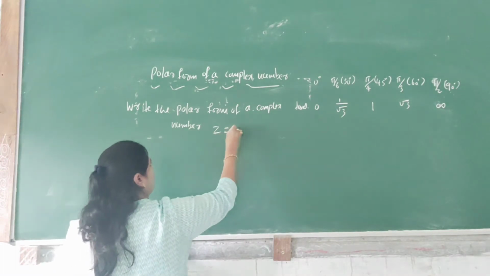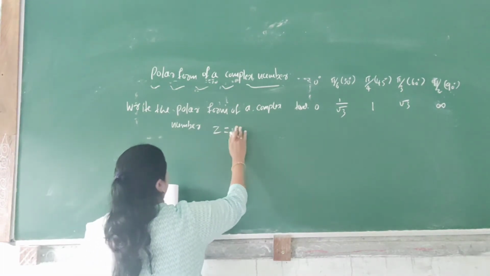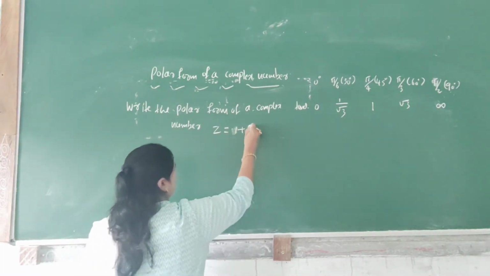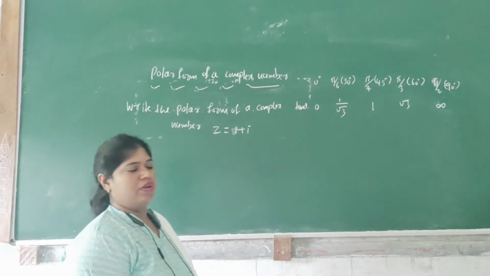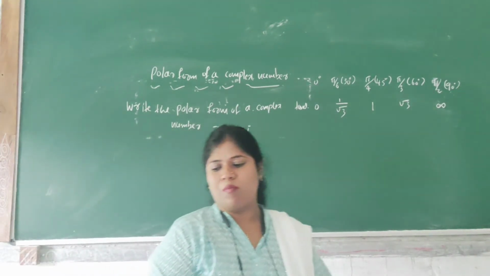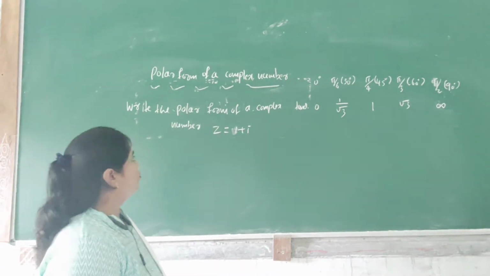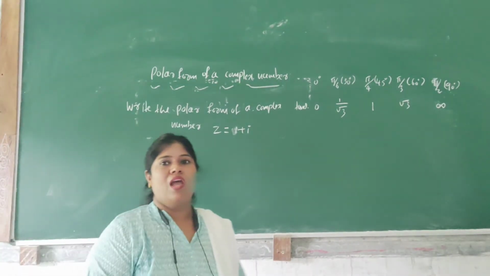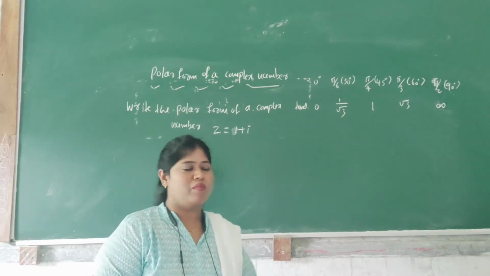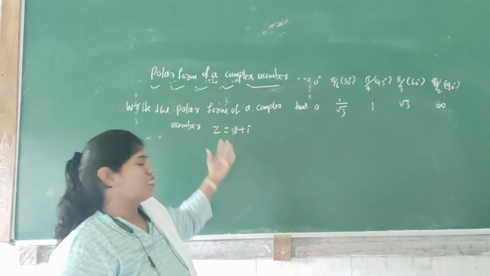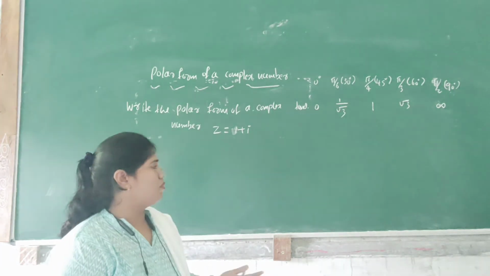Z is equals to 1 plus i. This is the problem, okay? It is important also. We have to find the polar form of a complex number or write the polar form of a complex number. So z is equals to 1 plus i.